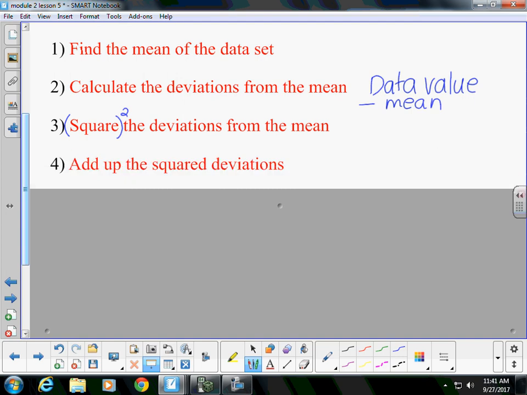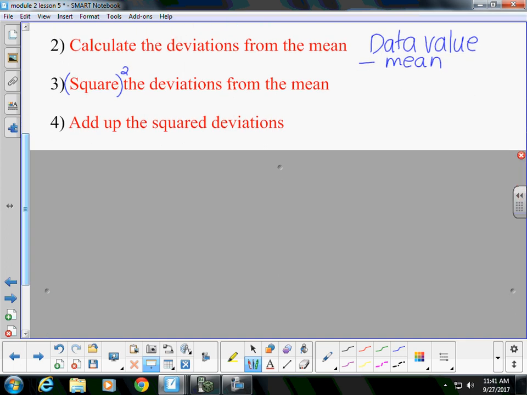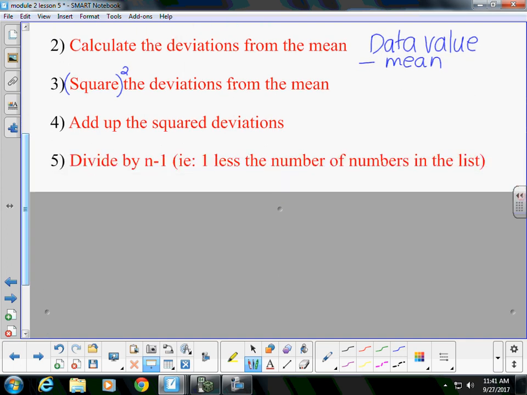Step 4, you're going to add up the squared deviations. Every one of these steps uses the answer from the previous step, so you're adding up the answers that you get in step 3. Step 5, you're going to divide by n minus 1. That means 1 less than the number of numbers in the list. Normally when finding the mean, you would divide by the amount of numbers, but this time you divide by 1 less than the amount of numbers.